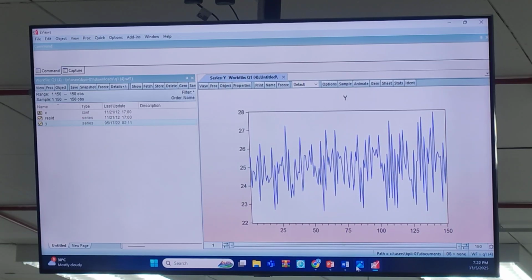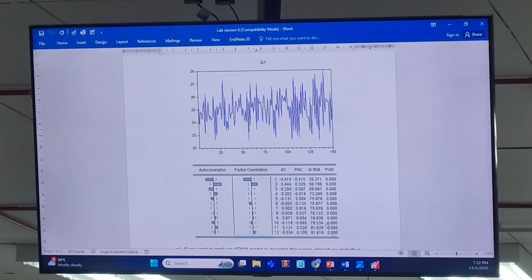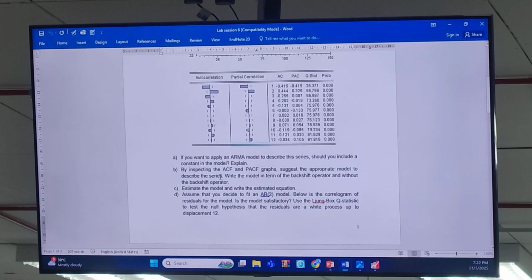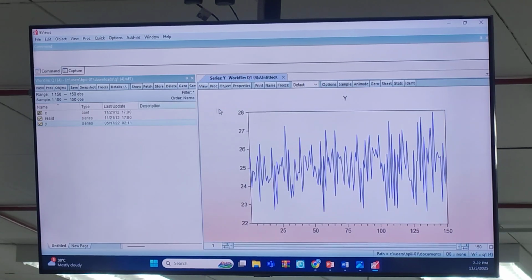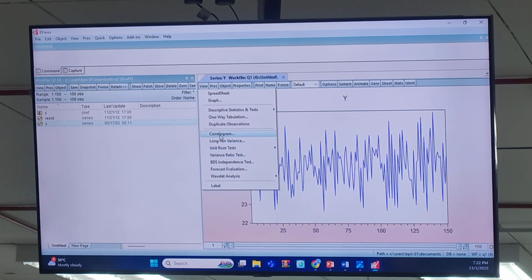So what's the next question? By inspecting the ACF and PACF, suggest the appropriate model to describe the series. Write the model in terms of the backward shift operator and without the use of the backward shift operator. To identify the model, assuming that the series is stationary, you can go to View and check the ACF and PACF of the series.